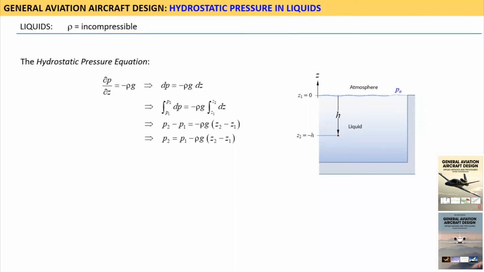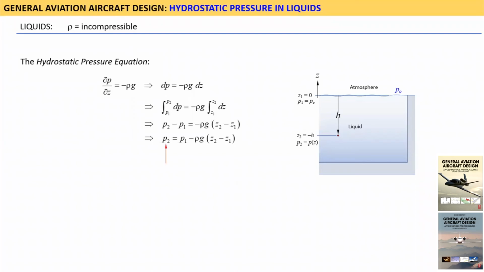Let's take a look at the illustration. The pressure at the surface is the atmospheric pressure given by P0. Therefore, the value of P1 is P0. The pressure at depth h is denoted by P2, and it represents the expression we wish to determine. You can see we have four variables to consider: P1 and P2, and Z1 and Z2.